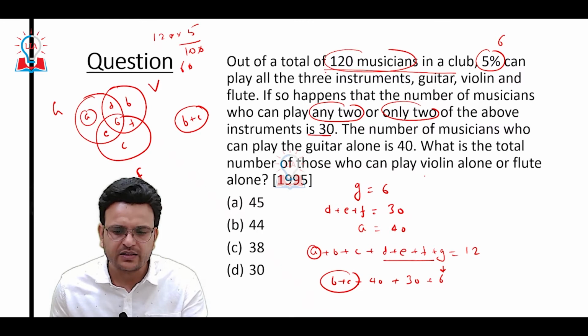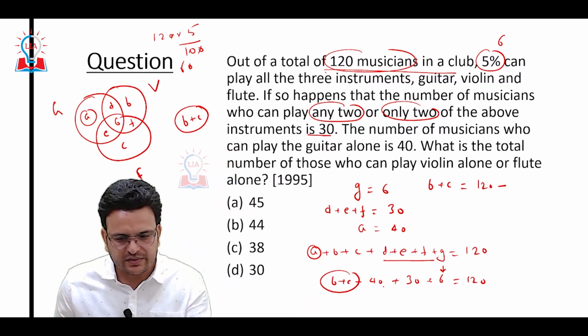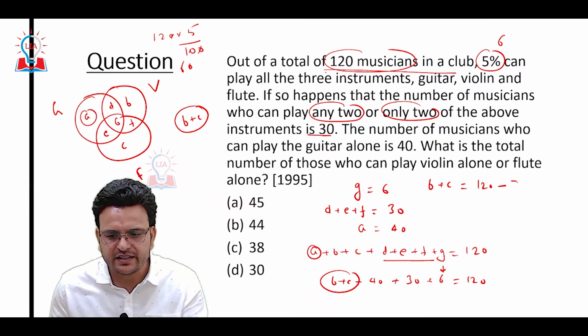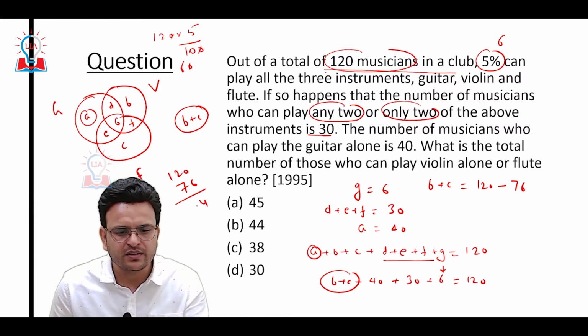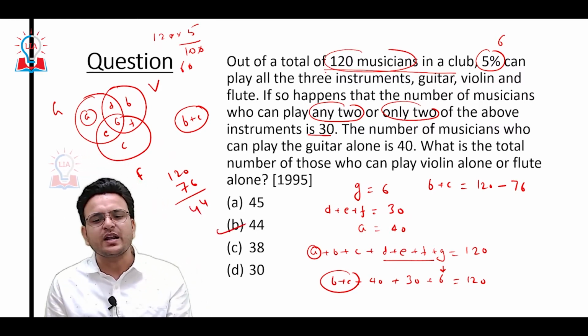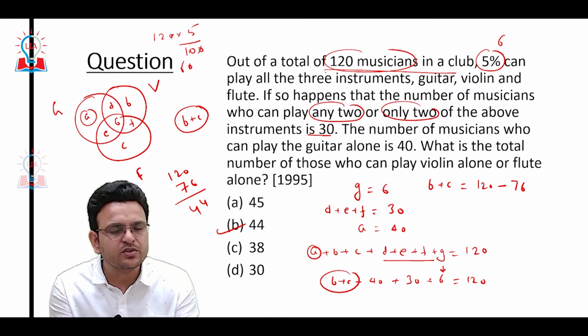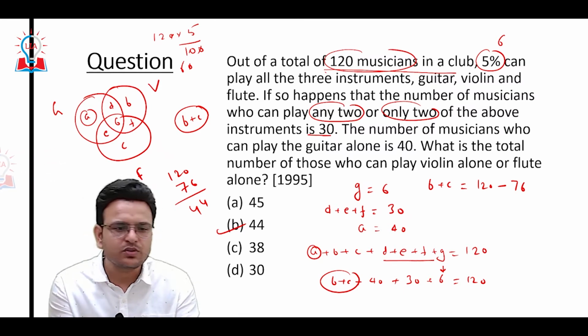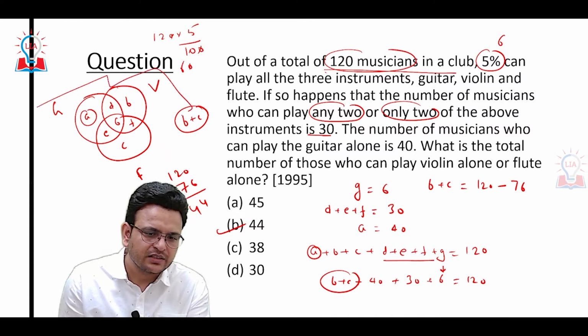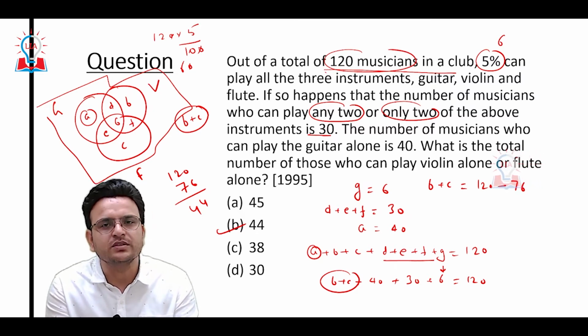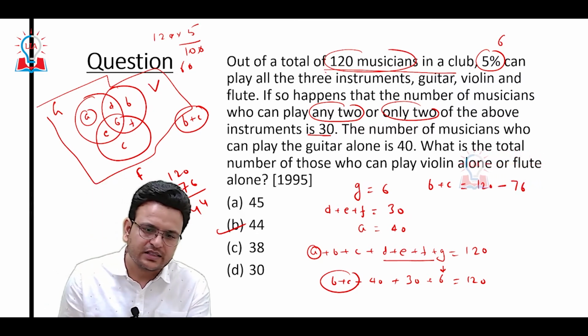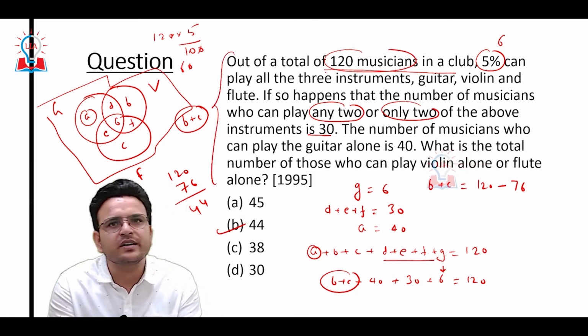So B plus C will be equal to 120 minus 76. So 120 minus 76, it becomes 44. So hope you are able to understand. These questions look very difficult, but if you are able to draw this diagram or Venn diagram, then questions become very easy. Only thing is here you have to learn how to draw the diagram or how to put this relevant information in this particular diagram.